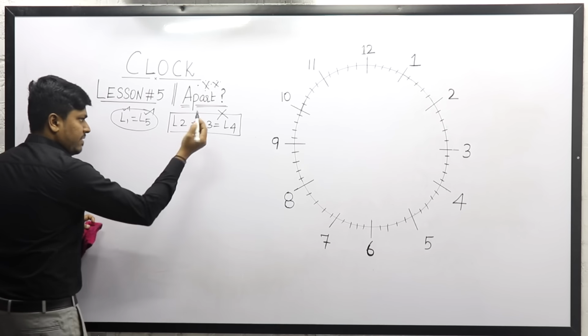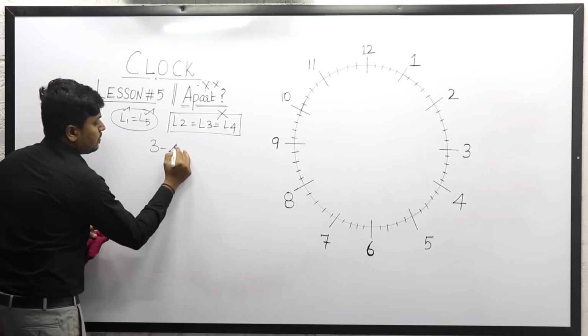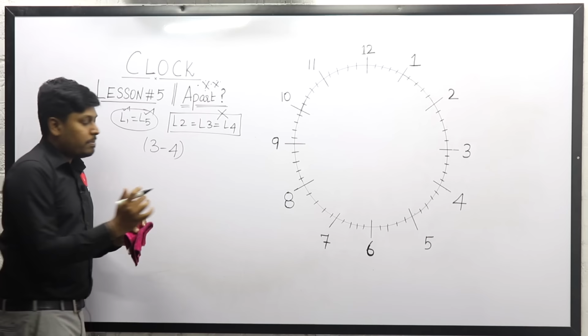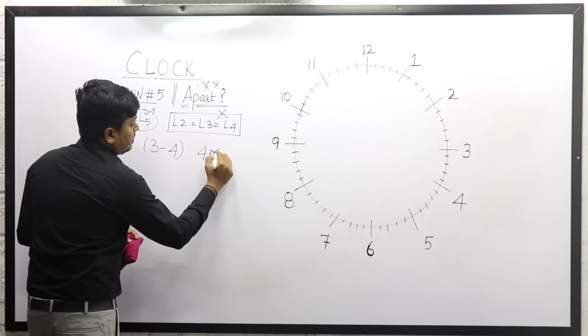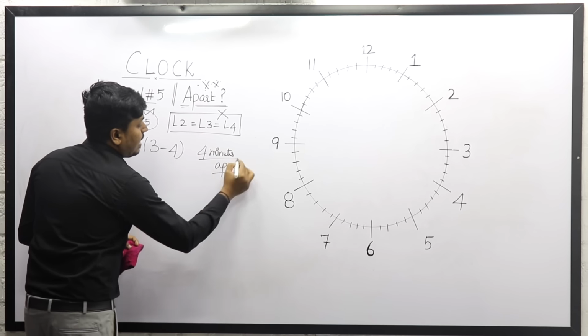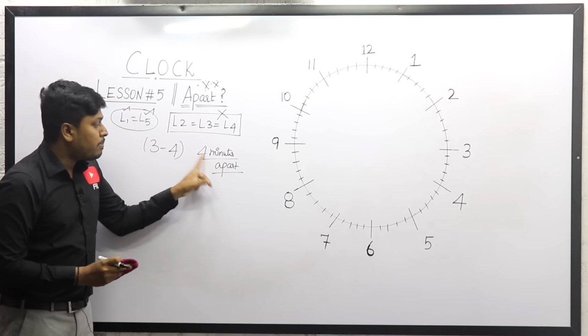Between 3 to 4, right? We can take the same question. So between 3 to 4, at what time will the hands of the clock be 4 minutes apart? Minutes apart. So the meaning is between the hour hand and the minute hand, there should be a gap of 4 minutes.